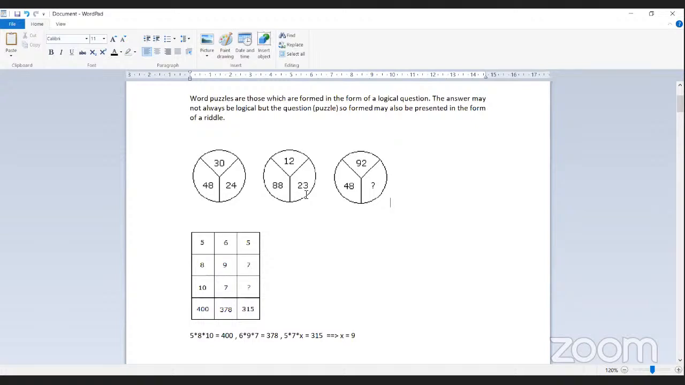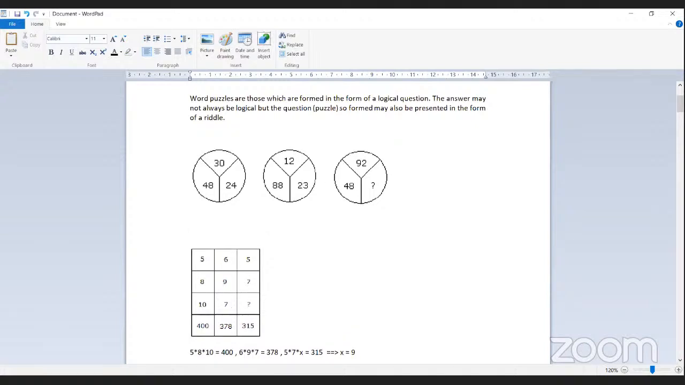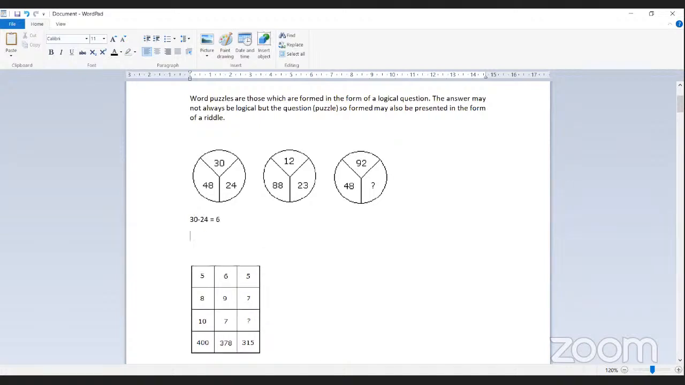Let's see. No, won't happen. 12, 23, 23, 11, 8. Okay, I think I got it. 30 minus 24 is what? 6, correct? 6 into 8 will give me 48, correct?